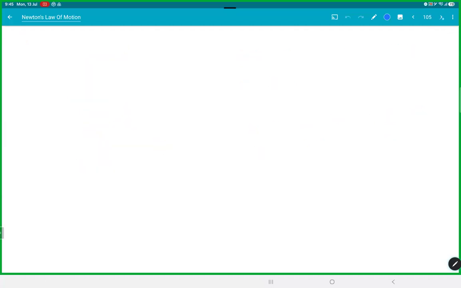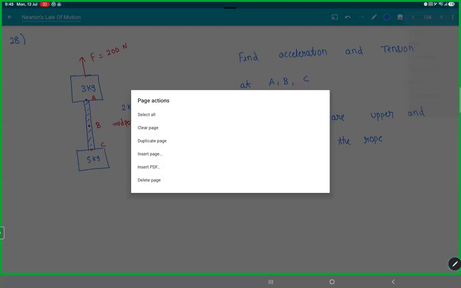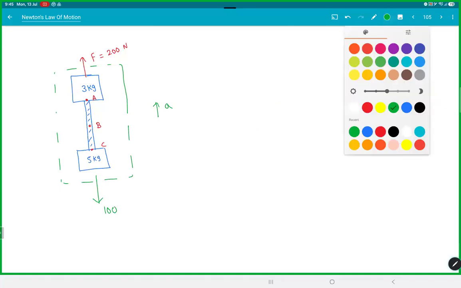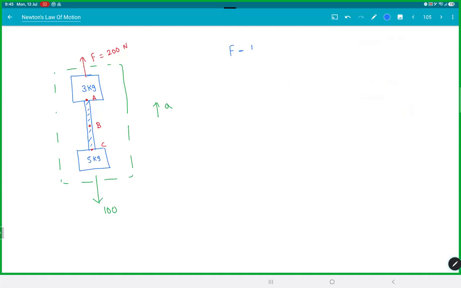So let's see. Step one, take your whole system. When you say system, you can take anything as a system. So my system is this whole thing, and I'll treat it as one big block. Then the total weight will be 100 newtons, and this will be your acceleration. Now when you write the forces, F minus 100 is equal to 10 into a. F is 200, so we get acceleration as 10 meter per second square.